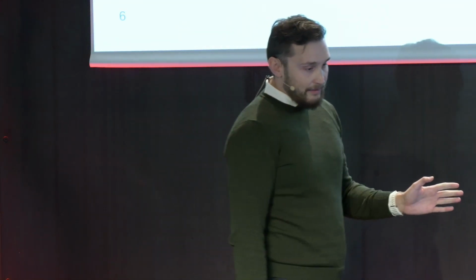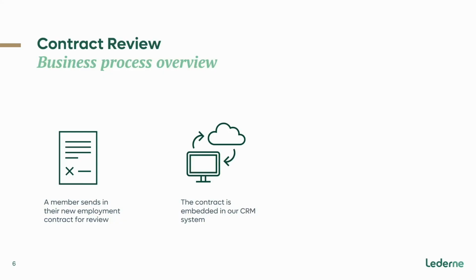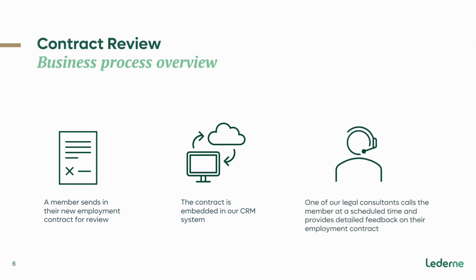And just to highlight the existing business process, it's like this. A member sends in their employment contract for review. The contract ends up in our CRM system, and one of our legal consultants will call the member at a scheduled time, and they will provide feedback over the phone on their specific employment contract, everything they need to know about that contract. And this is where the first use case for AI lives. It's not something that the member sees, but it's something that the legal consultant sees.